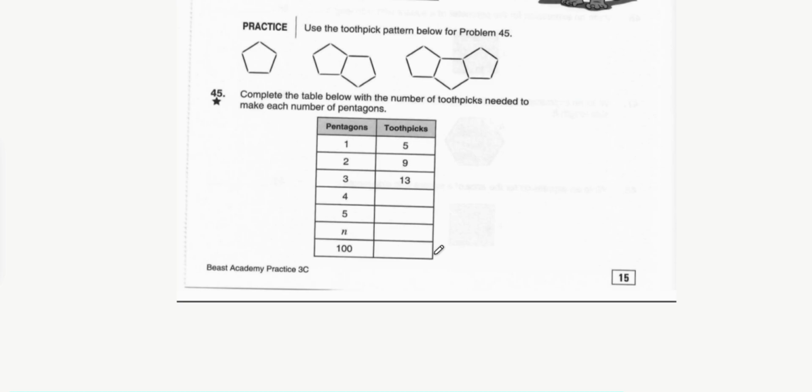So to make the first pentagon in the diagram, Grog needed 5 toothpicks. To make each additional pentagon, he needed to add 4 more toothpicks. We could also think of Grog starting with 1 toothpick and adding 4 toothpicks for each pentagon. So 1 plus 4 equals 5. 1 plus 2 times 4. 1 plus 3 times 4 gives us 13.